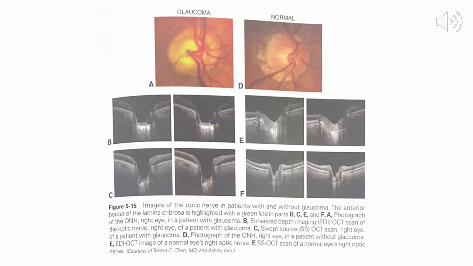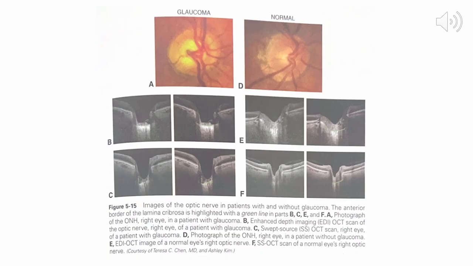This figure illustrates the structural differences in the optic nerve head between glaucomatous and normal eyes, both in fundus photographs and cross-sectional OCT imaging. At the top, we see color photographs of the optic discs. Panel A shows a glaucomatous disc with visible cupping and neuroretinal rim thinning. Panel D shows a healthy optic nerve with a well-preserved rim and smaller cup.